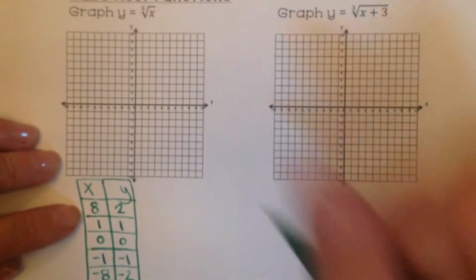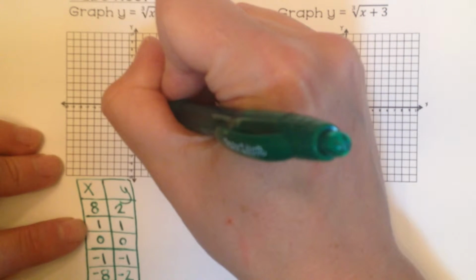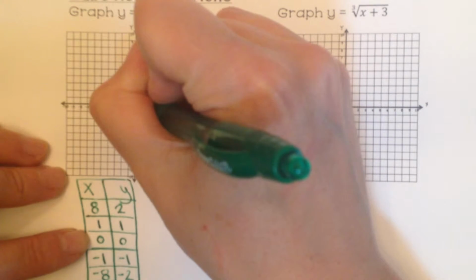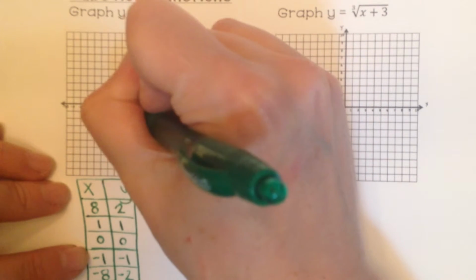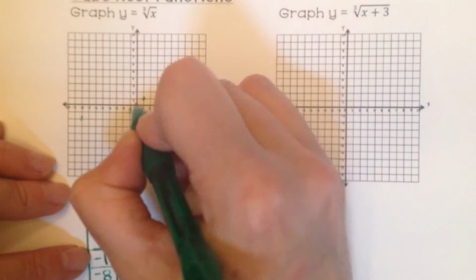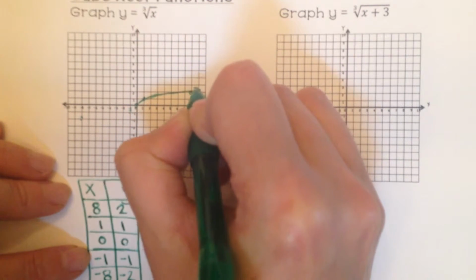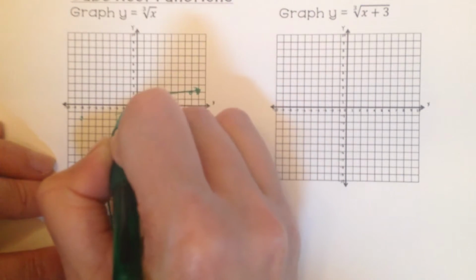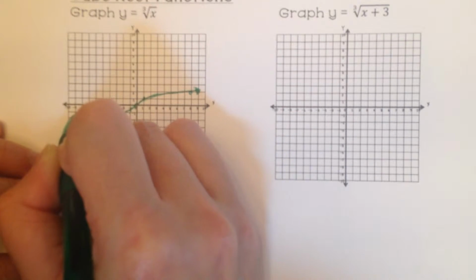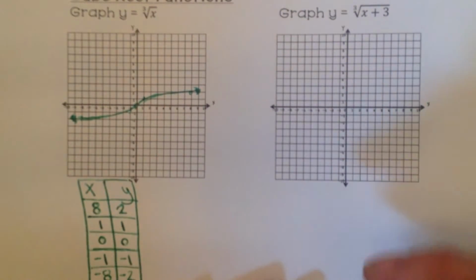I'm going to graph these points. When x is 8, y is 2. When x is 1, y is 1. When x is 0, y is 0. When x is -1, y is -1. When x is -8, y is -2. So you can see this side's going up. Well, this side's kind of the exact opposite, and it's going down. So they look very similar, just opposites.